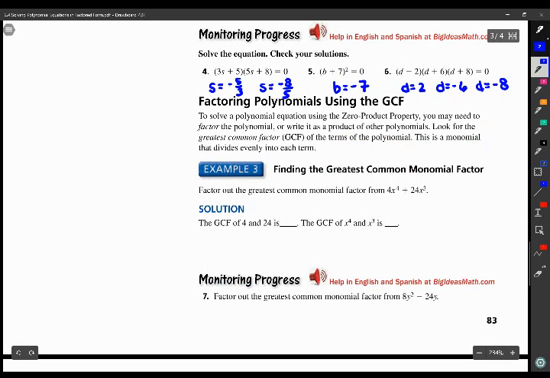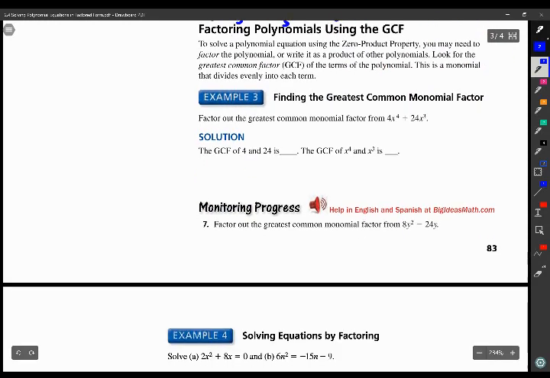Okay, example 3 says factor out the greatest common factor first, and then you're going to go from there. As you look at 4x to the 4th and 24x to the 3rd, remember how we looked at our smallest number is 4. Does it divide into 24 evenly? It does. So we know that that's part of our greatest common factor, the number part. And then when we look at the letters, they both have an x, and we go for the smallest power. So as we look at x to the 4th and x to the 3rd, we're going to take out x to the 3rd.